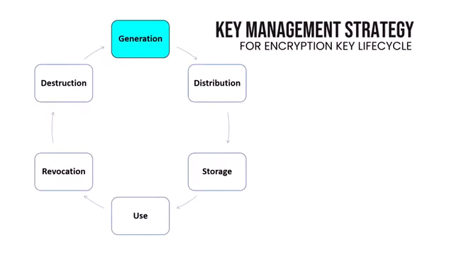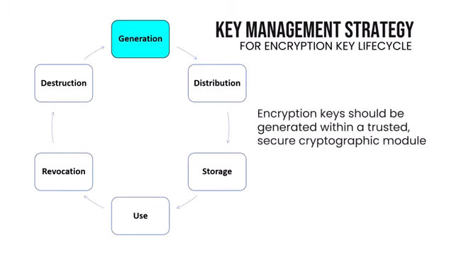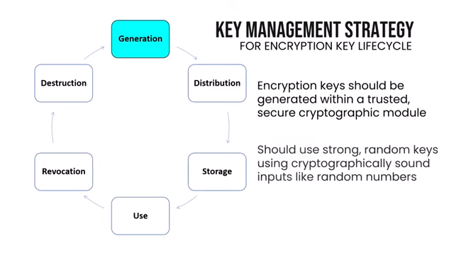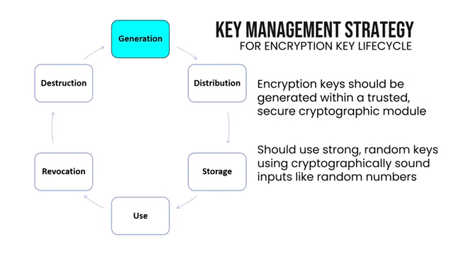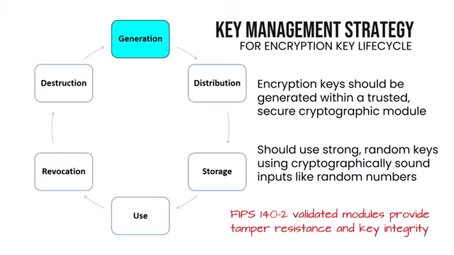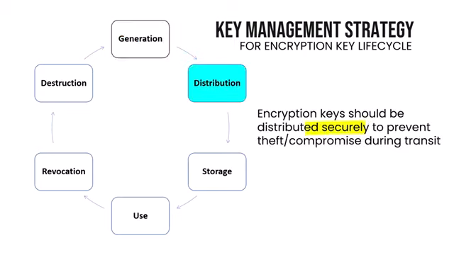Now let's talk key management strategy for our encryption key lifecycle. So encryption keys should be generated within a trusted, secure cryptographic module, and they should use strong random keys using cryptographically sound inputs like random numbers. FIPS 140-2 validated modules provide tamper resistance and key integrity. We'll dive into FIPS 140-2 and a couple of other spots in the series.